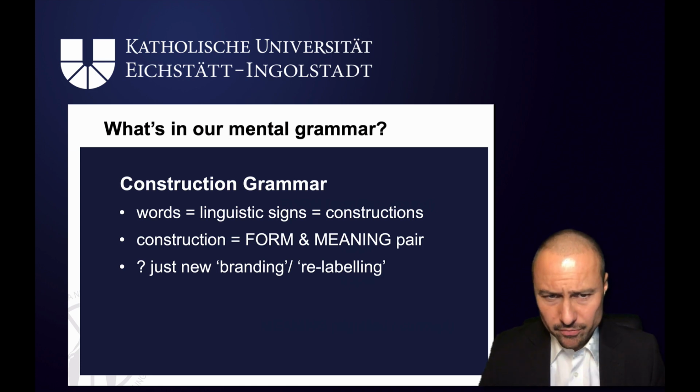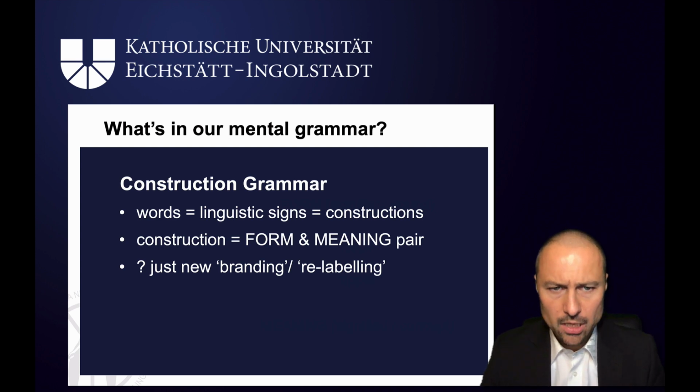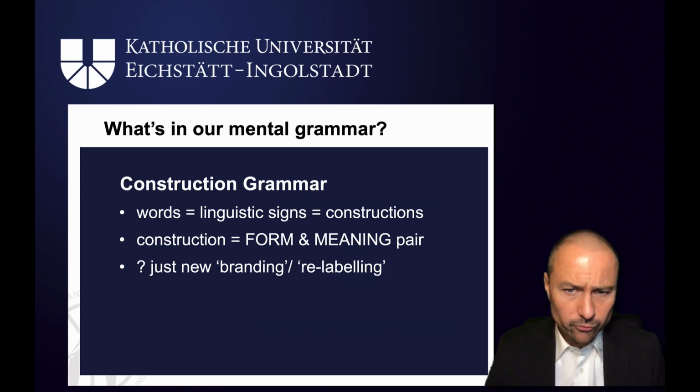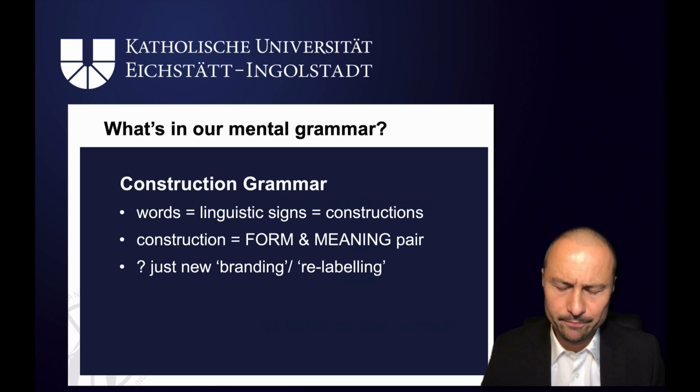Now, construction grammar says that words are linguistic signs, and they call them constructions. So constructions are form and meaning pairings, and that's going to be probably the most important part of this course. Symbolic thinking, the combination of form and meaning, is at the heart of what makes us human, and construction grammar takes this one step further and makes it the heart of its grammatical theory.